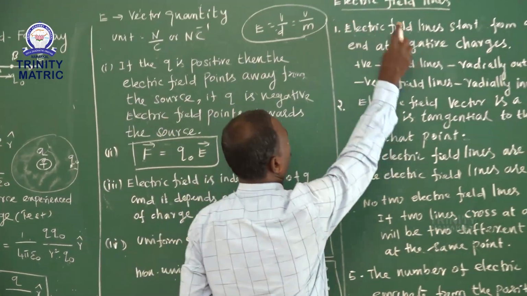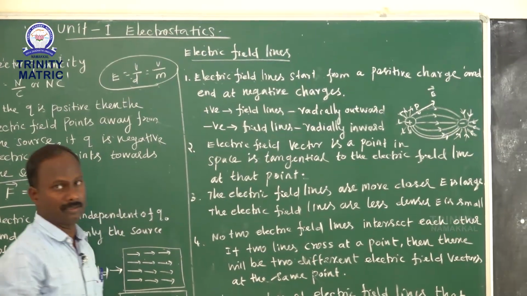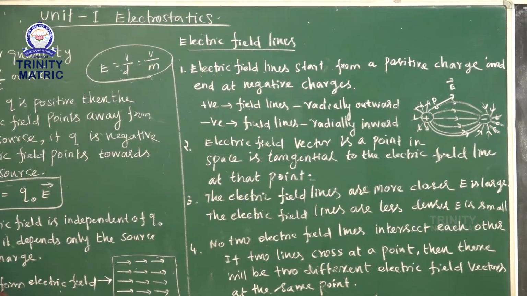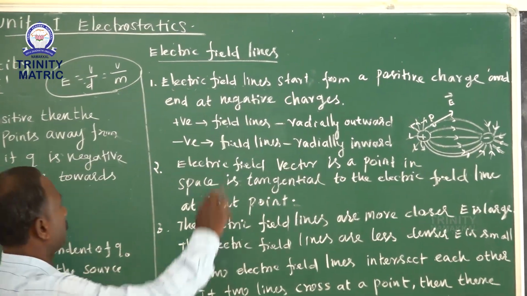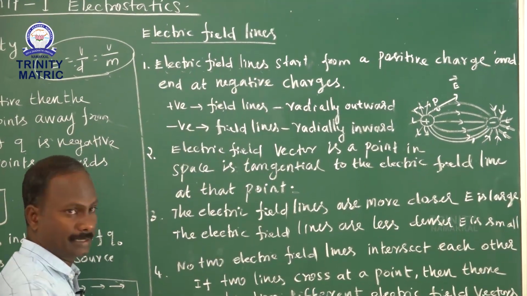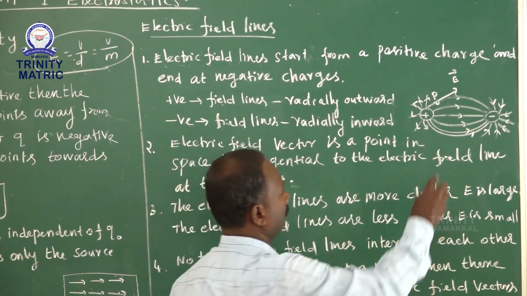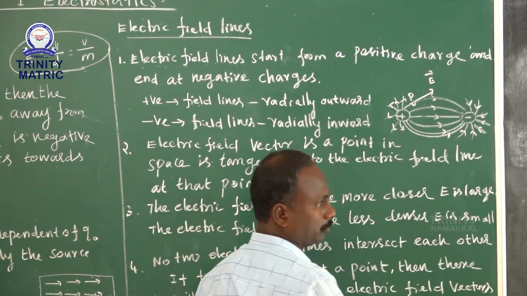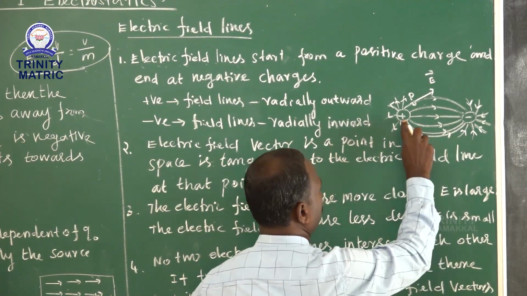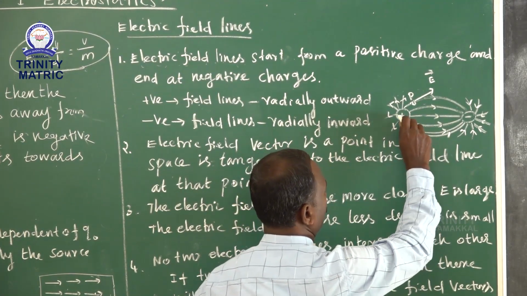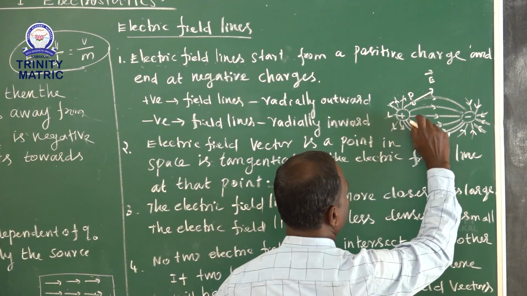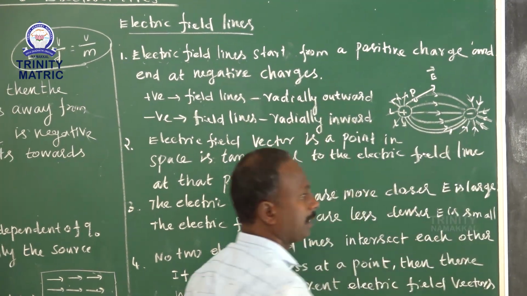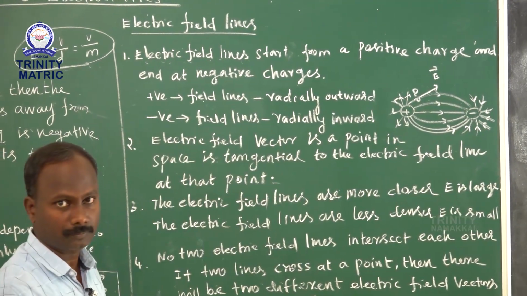Now we move on to the next topic, electric field lines. How do we represent the electric field around a charge? It is expressed by the electric field lines. Now consider two point charges, plus Q and minus Q. The lines of force around these charges have different patterns.